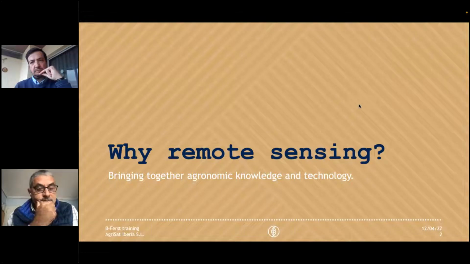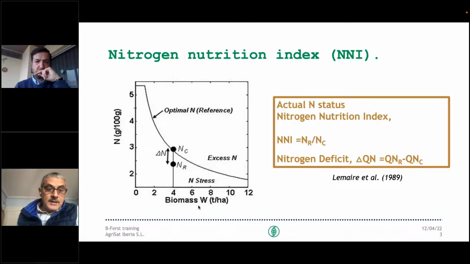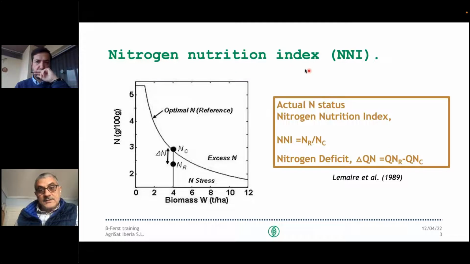So the answer is very simple. Remote sensing allows us to use agronomic knowledge or scientific knowledge developed many years ago. This is an example. Here you have this parameter or this index, the nitrogen nutrition index, that was developed in the 90s of the last century, more than 30 years ago.